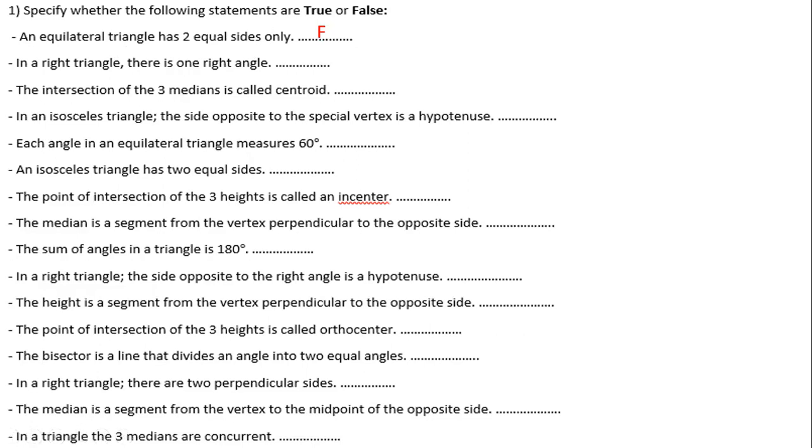In a right triangle, there is only one right angle. True, of course, we only have one right angle. Yes, Adam. The intersection of the three medians is called the centroid.